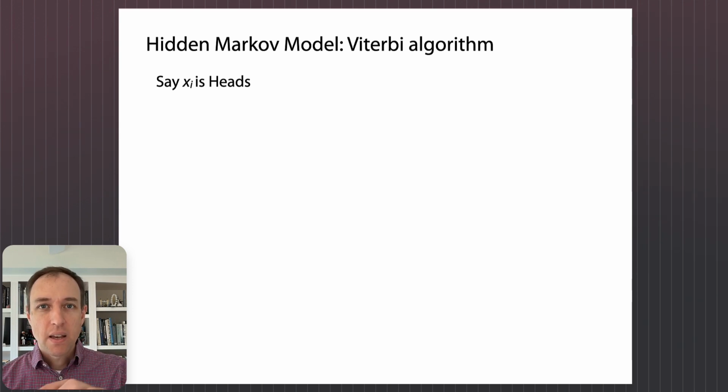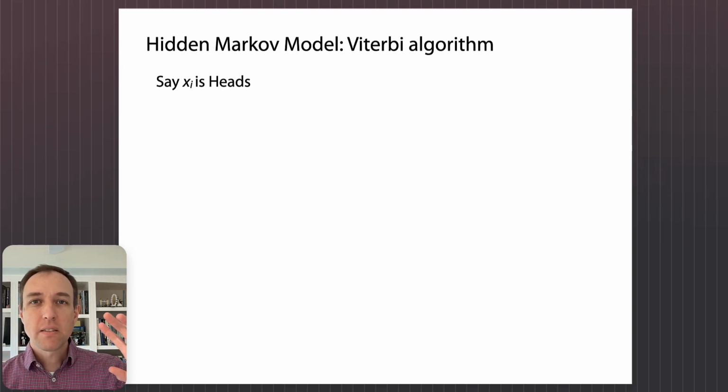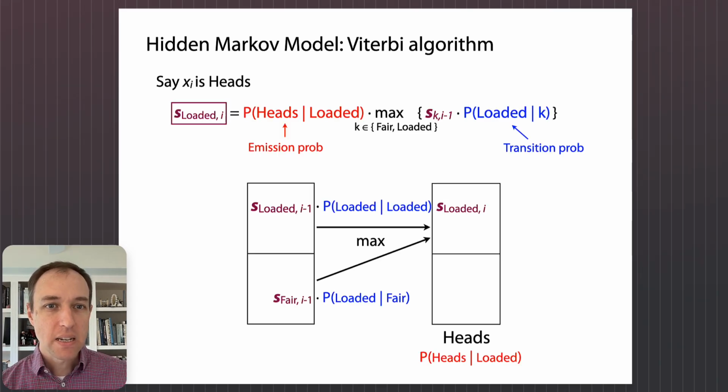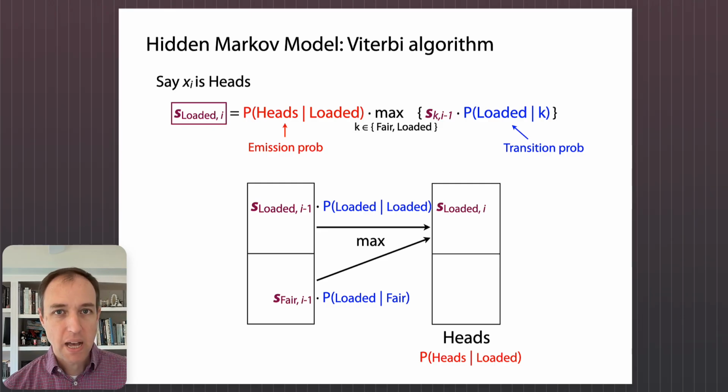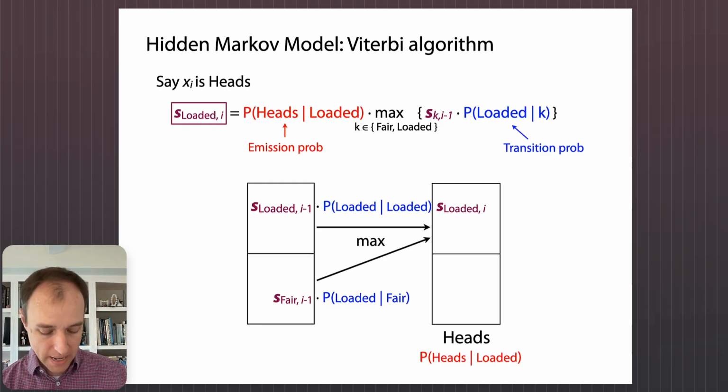So if we're in step i, there's a question about what's the best state we could have been in at step i minus 1 in order to maximize the value that we fill in for step i. And so the partial maximal probability is going to be a function that looks like this. Let's say we're thinking about the state loaded, comma i, and let's say the corresponding emission is heads. We need to multiply in the emission probability, which is dictated by the fact that the emission at this step is heads, and we are considering the loaded row of the dynamic programming matrix, so we have to put in heads given loaded.